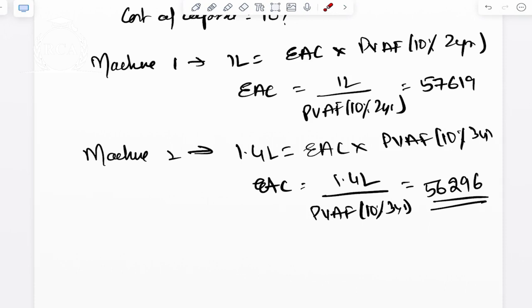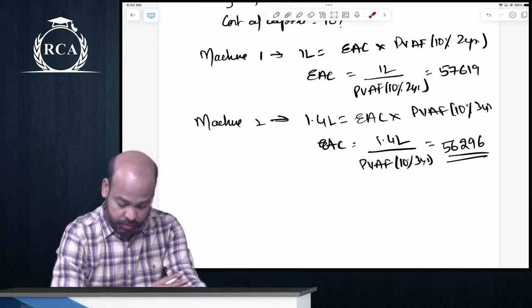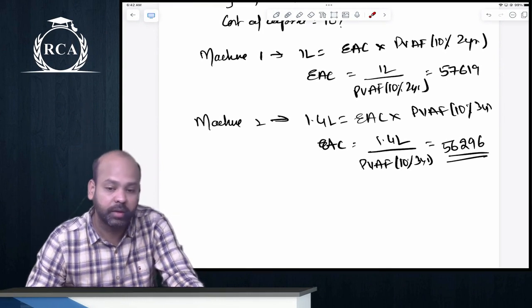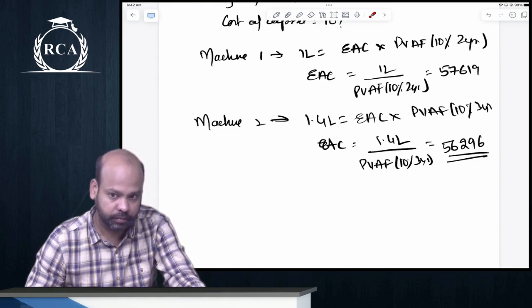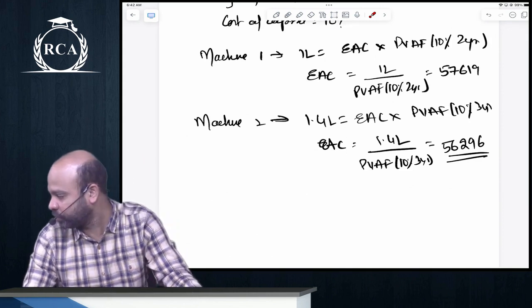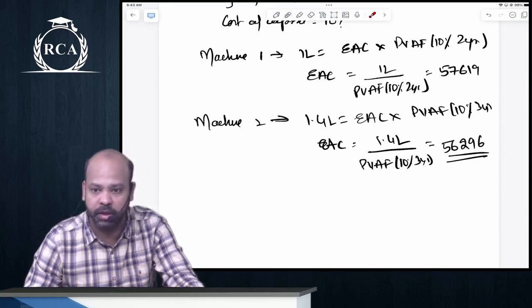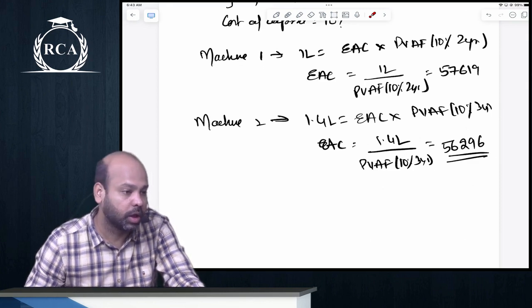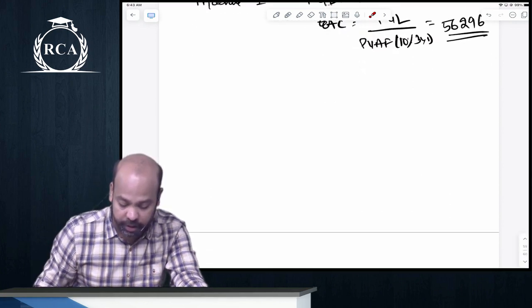For that, what are we supposed to do? For this, we will buy machine 1 three times and machine 2 two times. The total life will be 6 years.